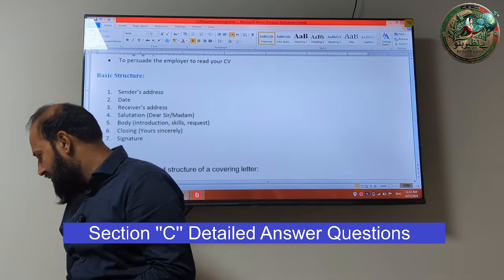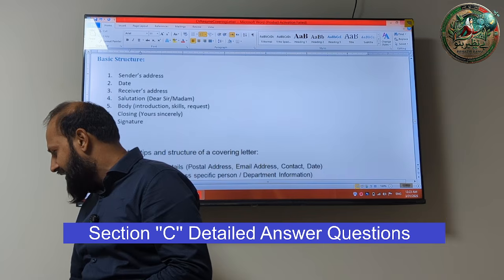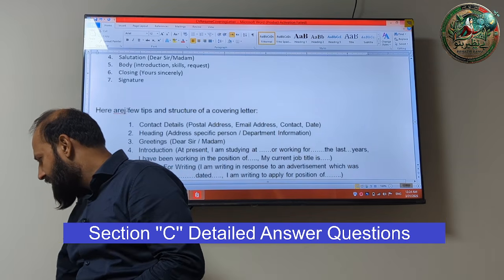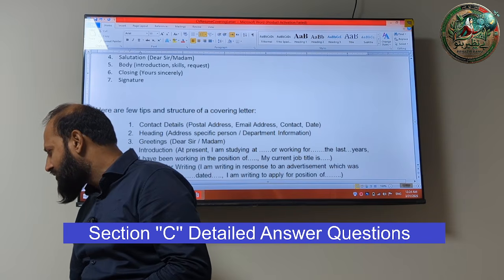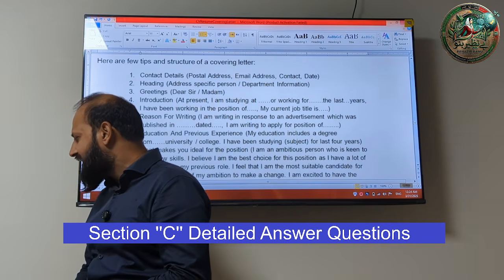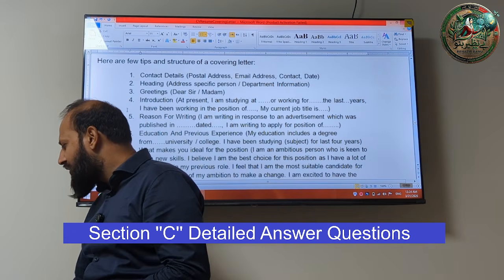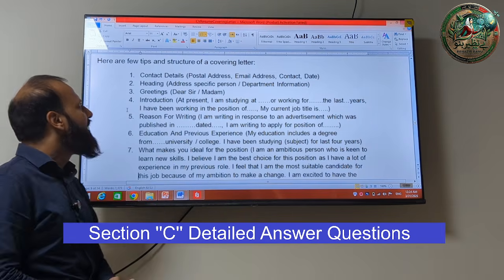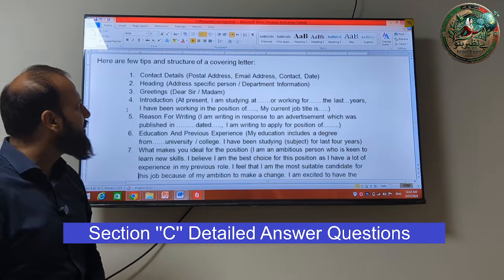Okay, let's continue our class, and then we will go into the covering letter in detail. As I told you earlier, I would tell you how you would write the lines, how you would start, and what you do. Here are a few tips and a structure for a covering letter.